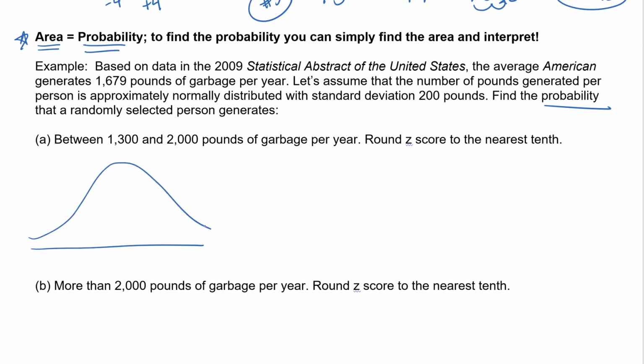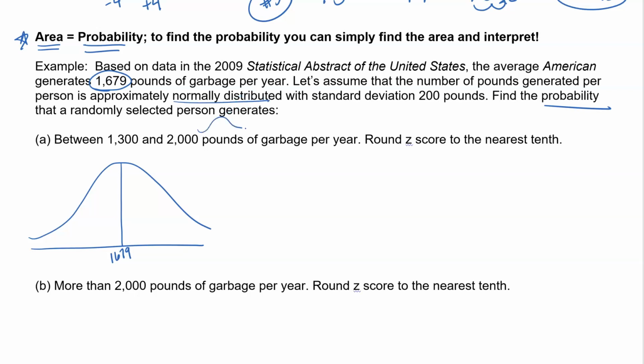So it says that based on 2009 data, the average American generates 1,679 pounds of garbage per year. So that's our average. I'm going to draw a line in the middle. So 1,679 pounds of garbage, that's the average. Let's assume that the number of pounds generated per person is approximately normally distributed.